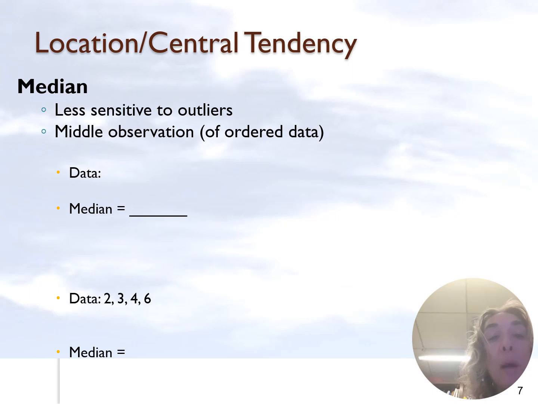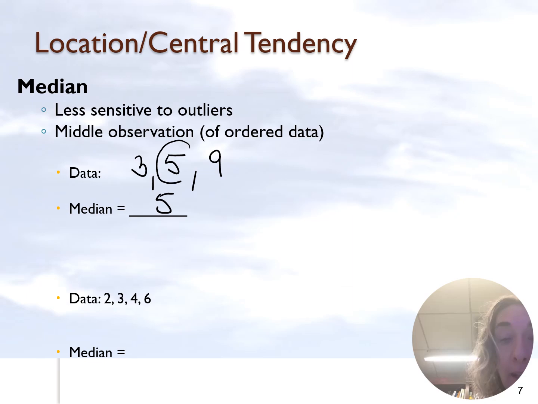Okay. In jumps the median. Also a measure of location or central tendency, but it's a lot less sensitive to outliers. It's defined as the middle observation of a set of ordered data. So let's say, for example, we've got the 3 data items, 3, 5, and 9. The median in this case would be 5. It's the middle observation in that ordered set of data.